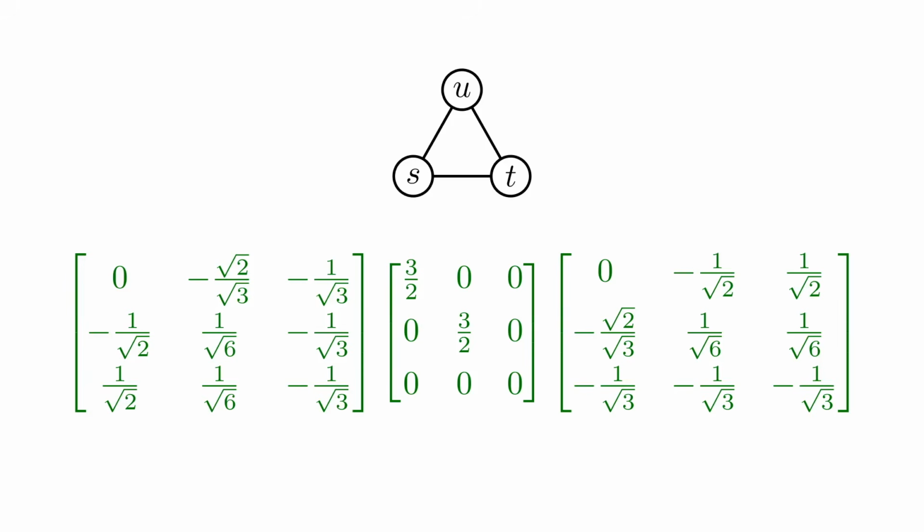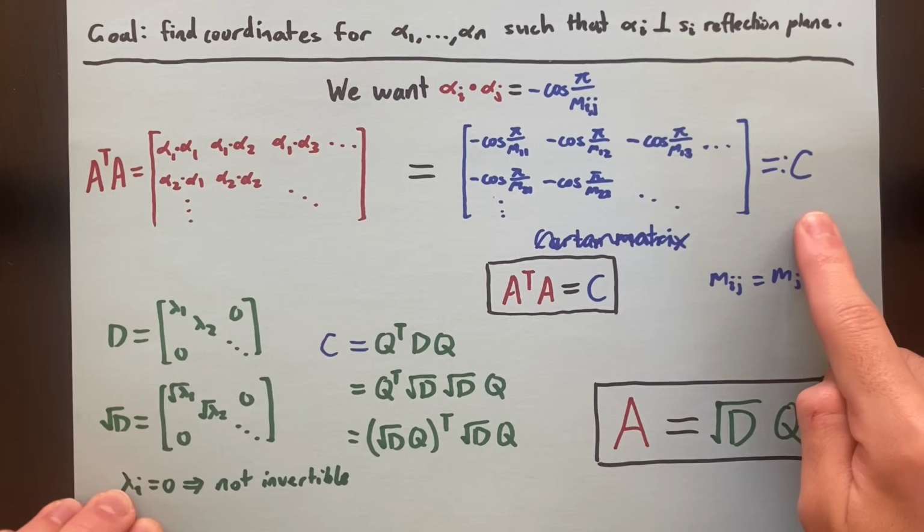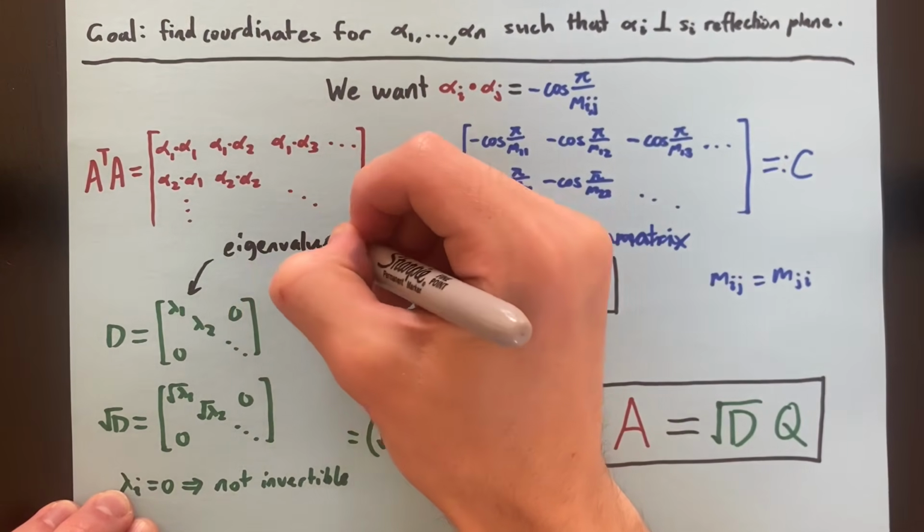Now, it probably takes a few more steps to make this rigorous, but the result is that if any of the diagonal entries of D are 0 or negative, then the Coxeter system doesn't have a representation by orthogonal reflections, and therefore must be infinite. But hold on a second. D is the diagonalization of C, so the diagonal entries of D are the eigenvalues of C.